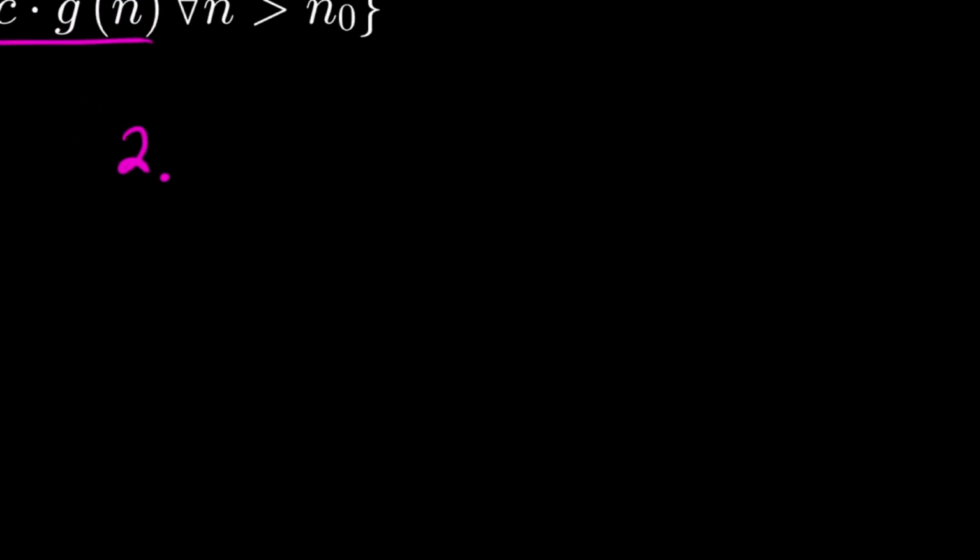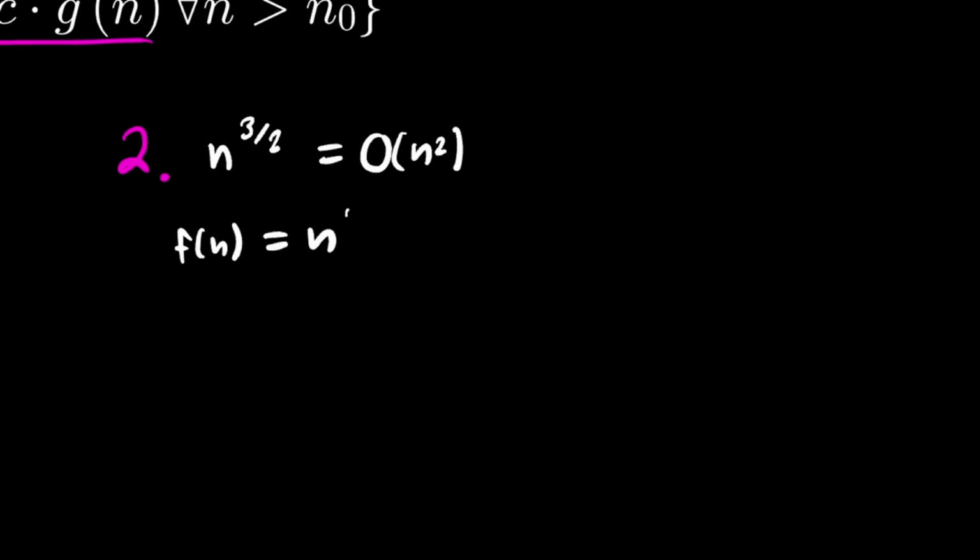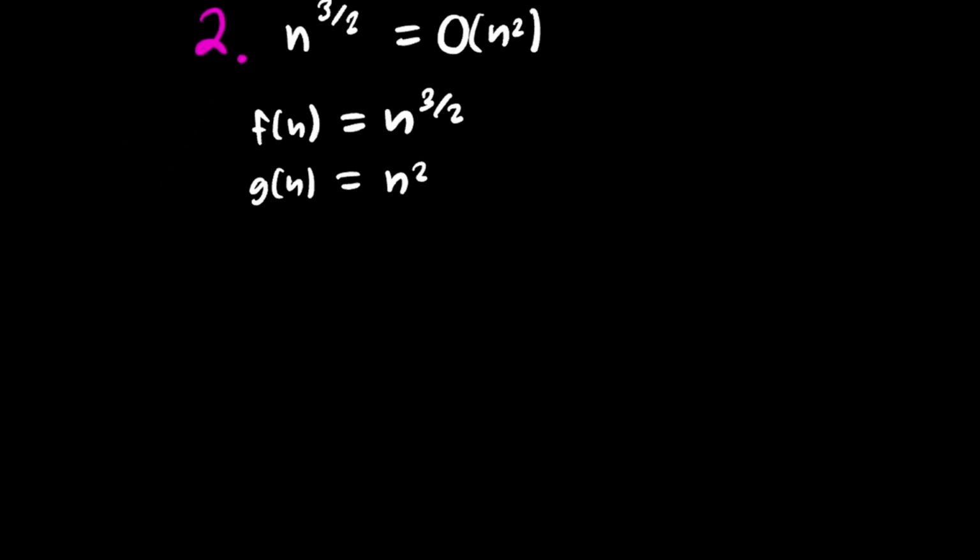So let's do it. We're going to write here n to the 3/2 equals O of n squared. What we're going to do is take f of n, which is going to be n to the 3/2. Then g of n is going to be n squared. And now we can do our simple inequality. This is going to be n to the 3/2 less than or equal to c times n squared. We're going to move the n to the 3/2 to the other side.